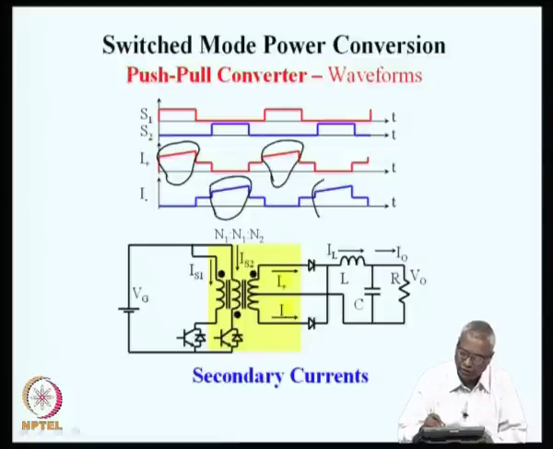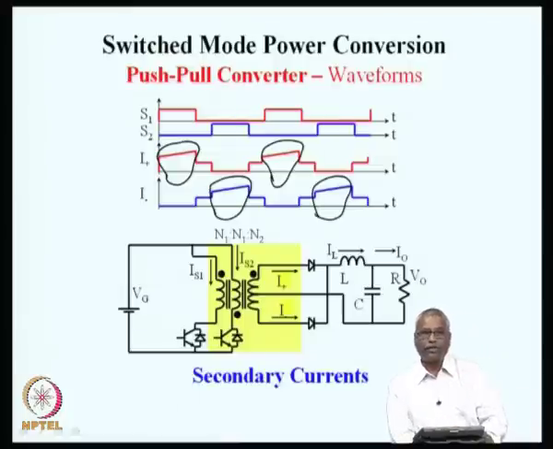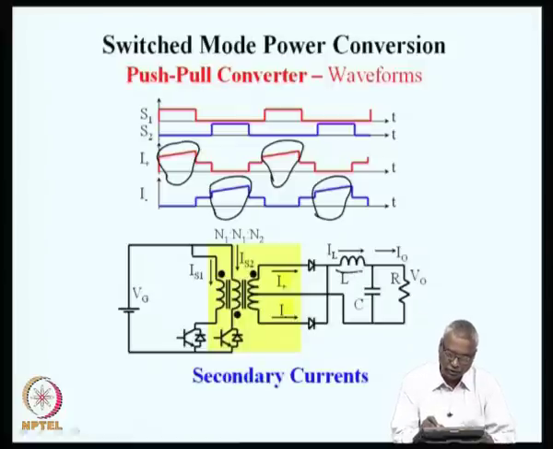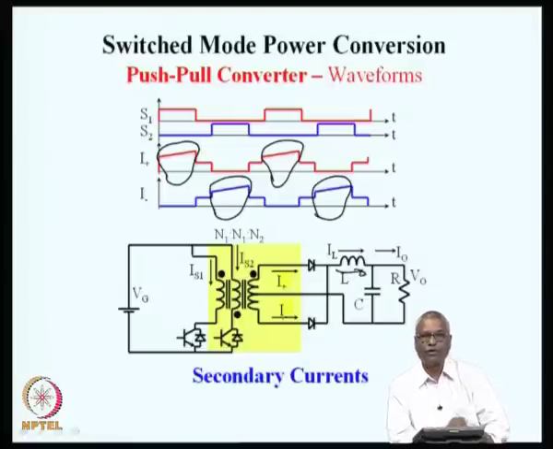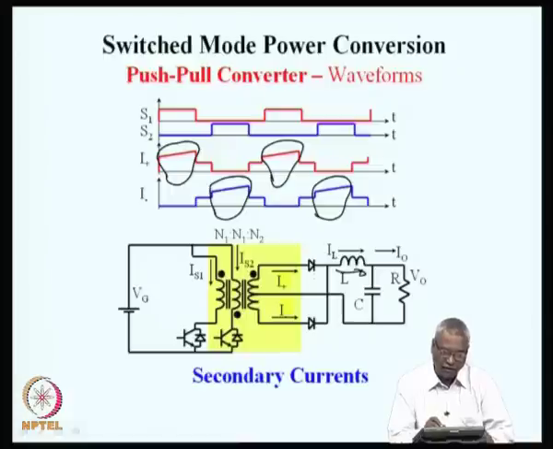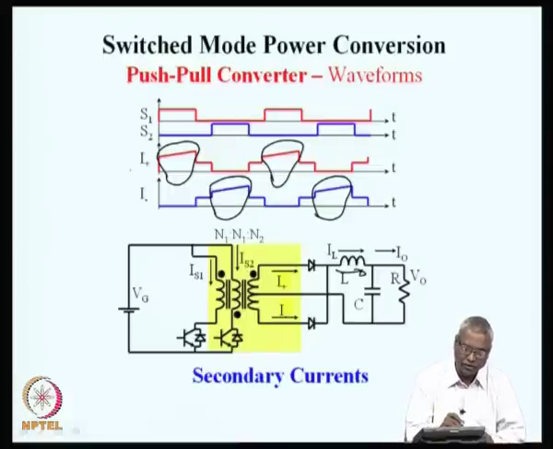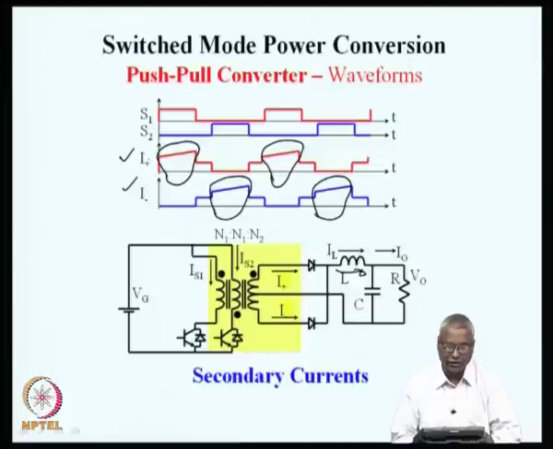What you see here in the circled region is that during the time when both the switches are off, I plus and I minus will be equal and opposite. The entire load current will be shared by both of them and the freewheeling will take place through the winding and through the diodes. This will be the secondary currents.